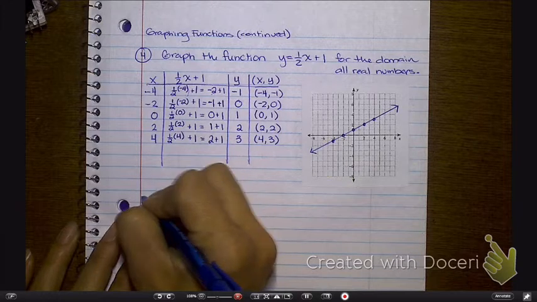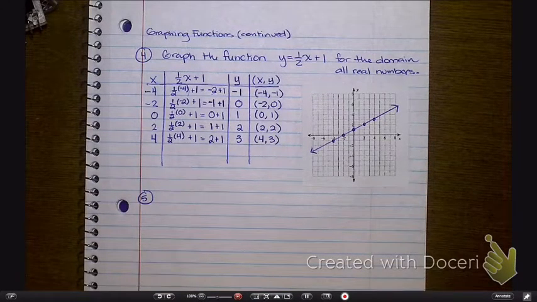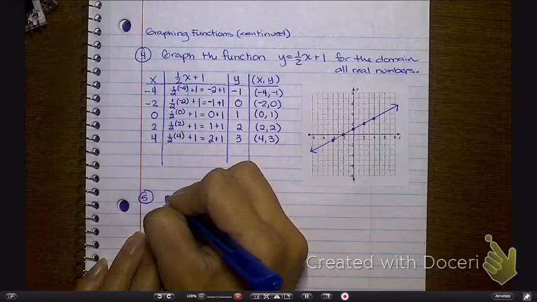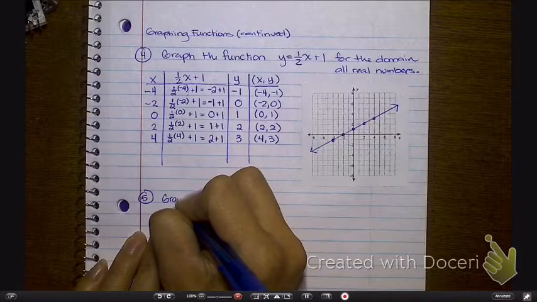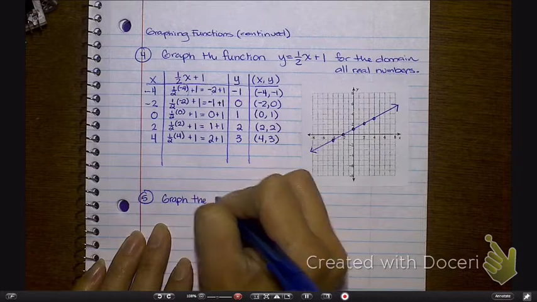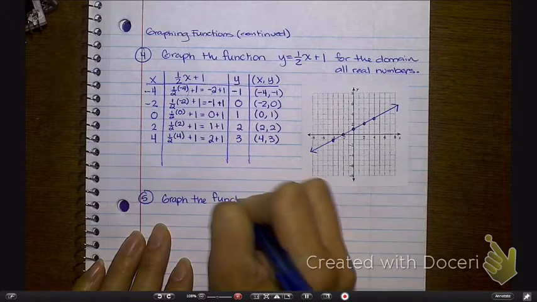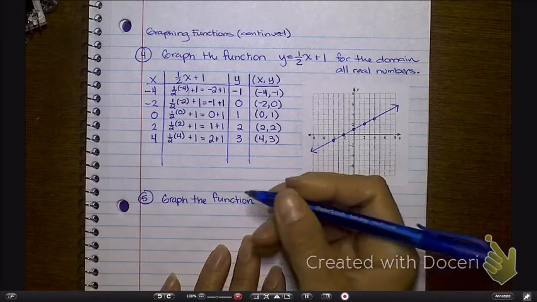Okay, here's your next problem. Everyone's going to draw a graph for this one. Unless you have a graph left. I didn't think you guys had one left.